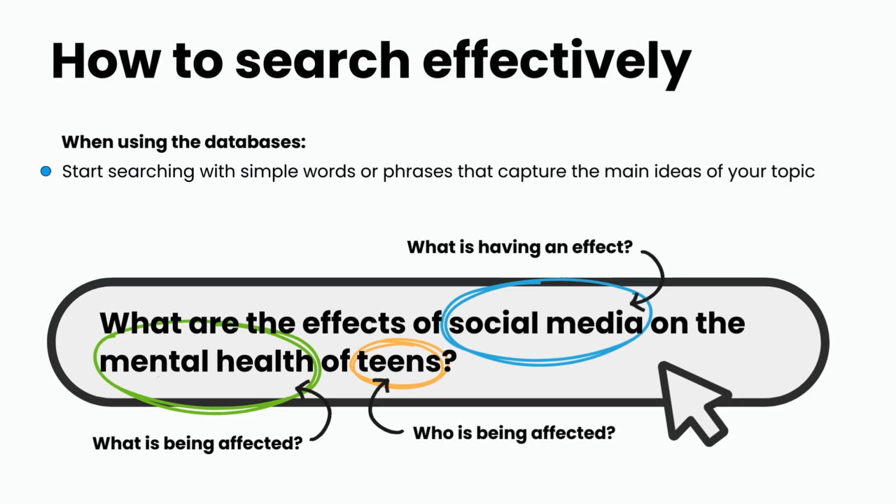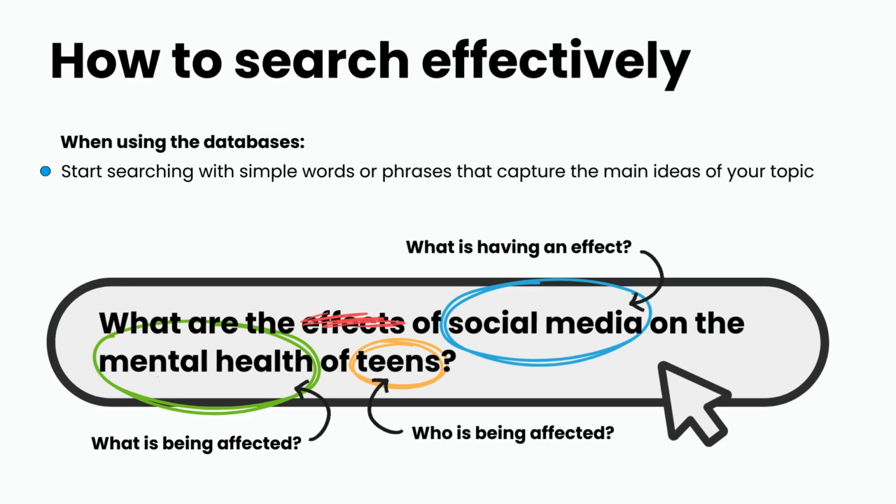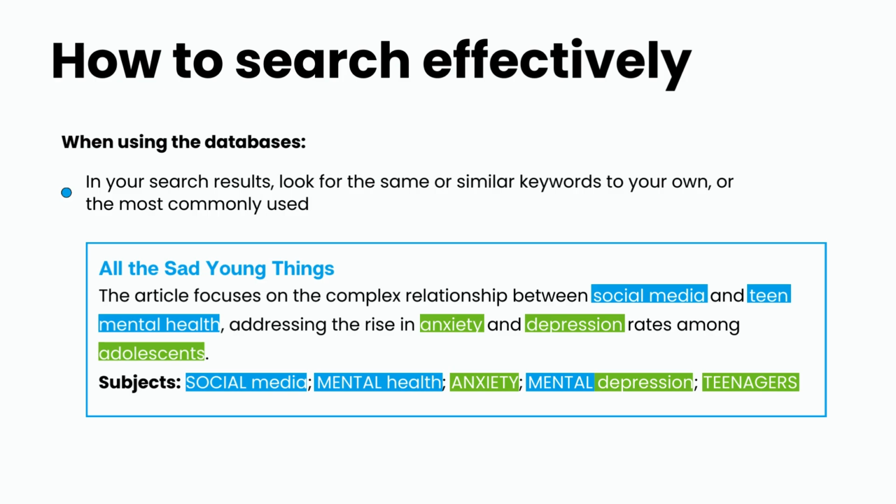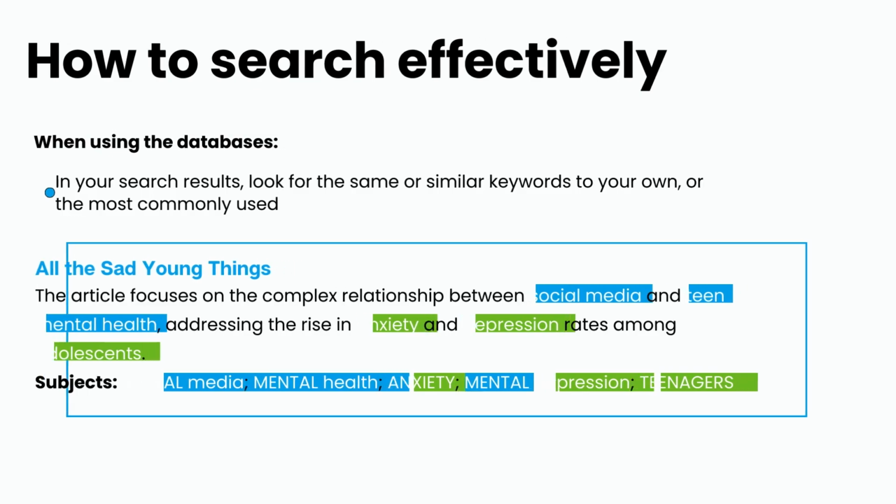You want keywords that are specific to what you're researching. Vague terms like rates, impact, or effect are not as helpful. After your initial search, pay close attention to the keywords that appear in your results. Do you see the same ones you used or similar keywords? What keywords appear the most often? These will give you new or additional terms which you can use to revise your search and get different results.